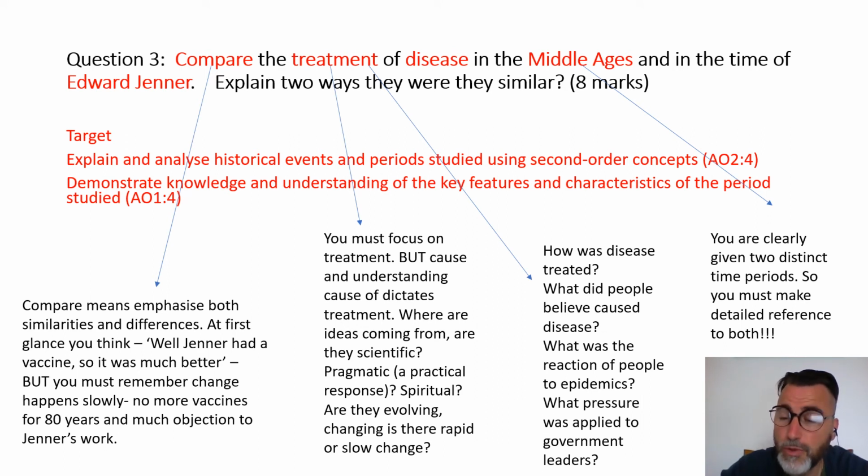So treatment of disease was similar because one way they were similar, another way, yeah? Given 2 distinct time periods, make sure you make reference to both. Don't just write about one and then mention the other. It's got to be that equal balance again in your answer.